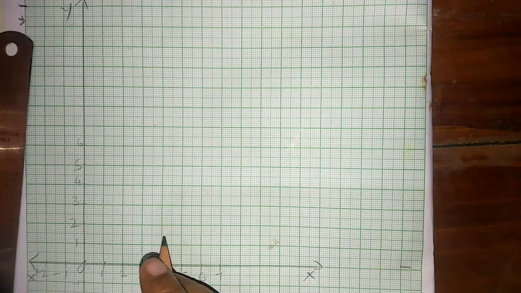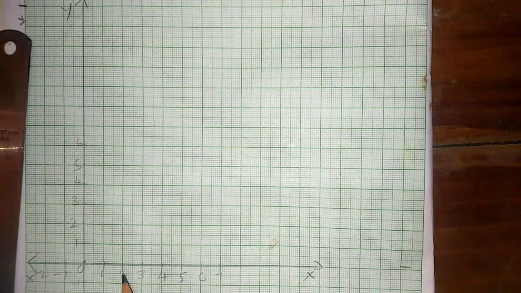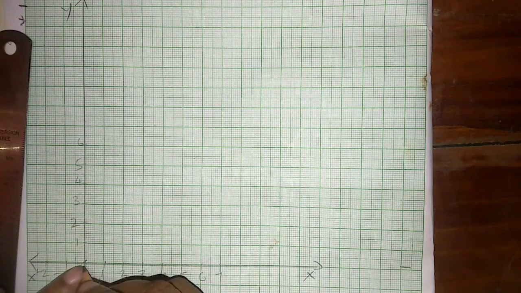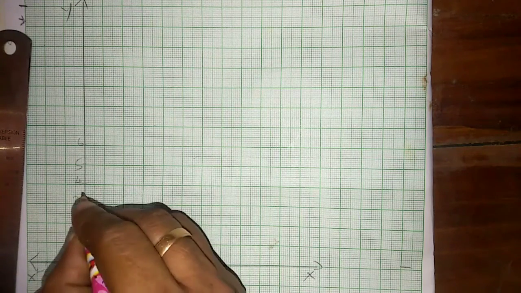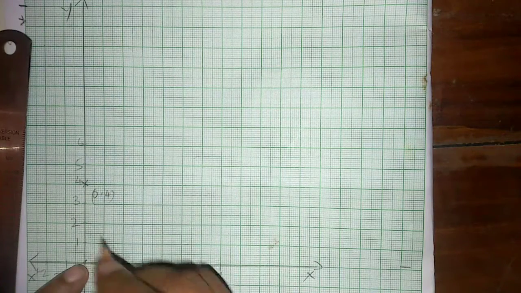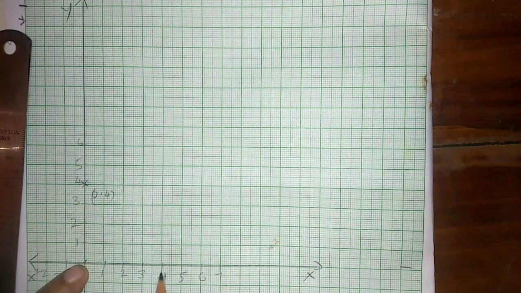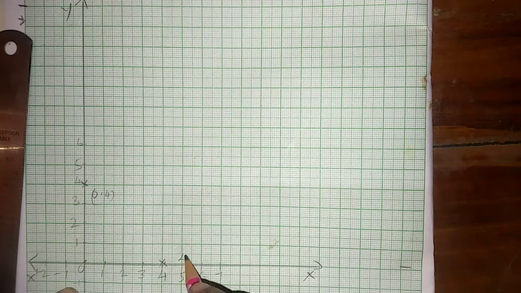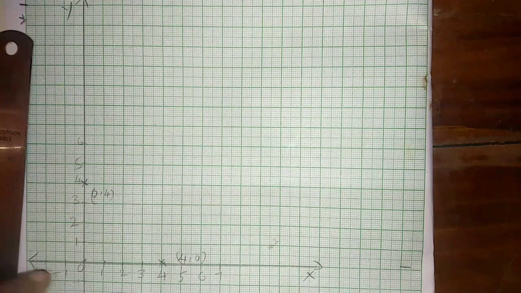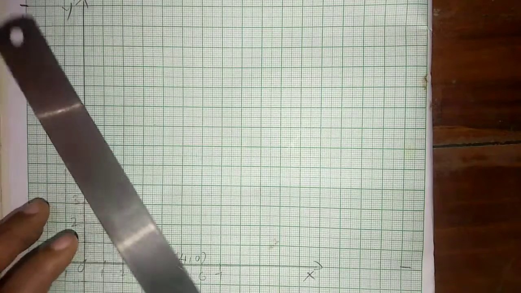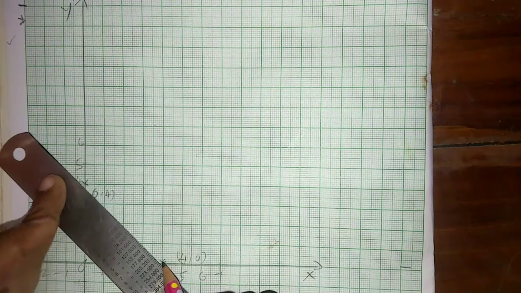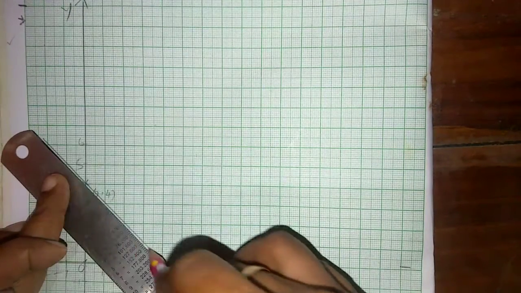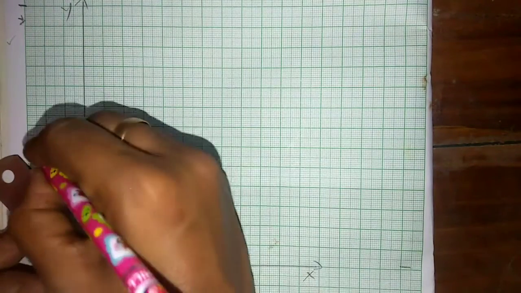Now plot the points. Which are the points for us? 0, 4. x-axis 0, y-axis 4. This is the point 0, 4. Next 4, 0. On the x-axis 4 and y-axis 0. So this is the point 4, 0. Okay, after that you have to join these 2 points. This is the graph of our equation.